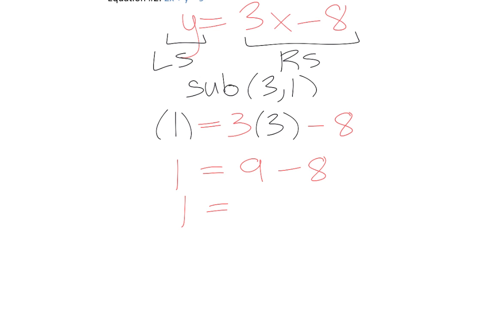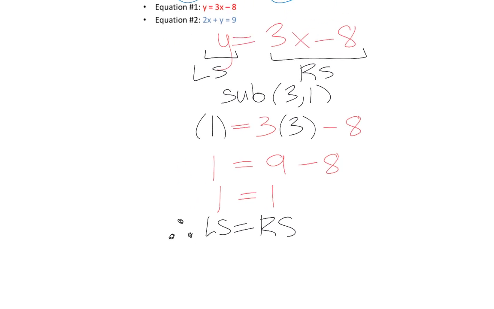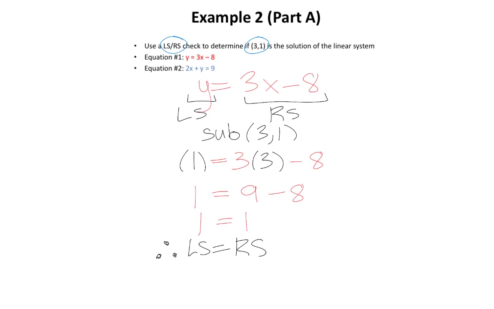So let's simplify this a little bit. 9 subtract 8 is 1. The left side is equal to the right side. Let's make a concluding statement there. Therefore, left side is equal to right side, which means this coordinate lies on line number 1. But we need to check if it also lies on line number 2.